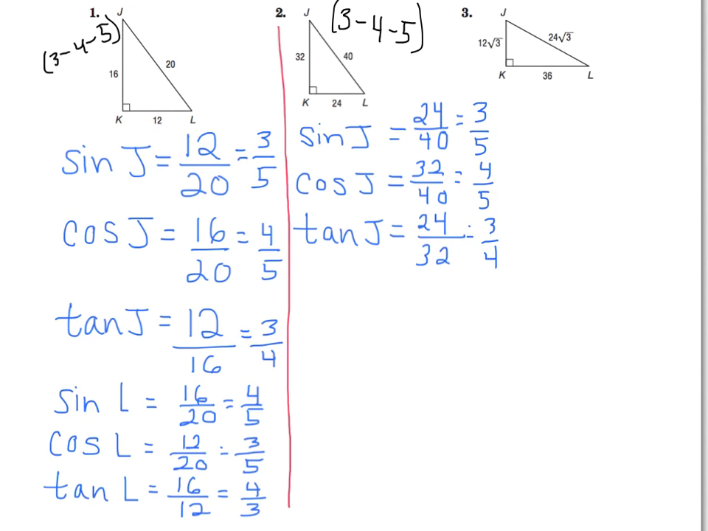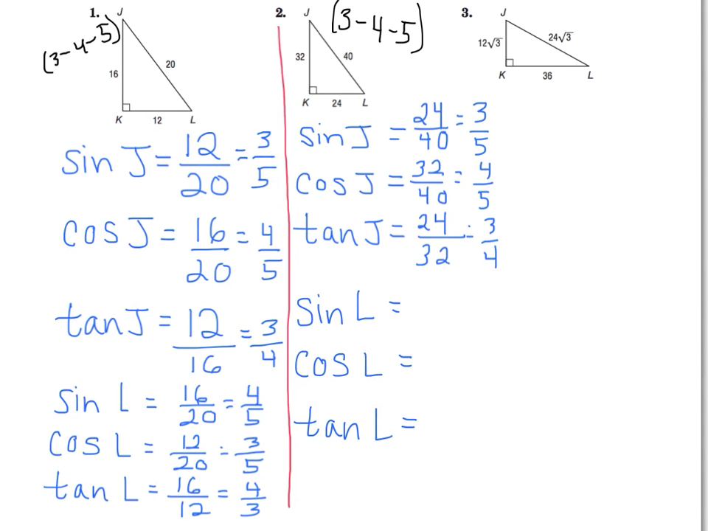Okay, now we're going to switch places in this triangle, and we're going to be down at the other acute angle, angle L at this point. We again need to find sine, cosine, and tangent. And we're almost to the point where you guys are going to be working on your own here.